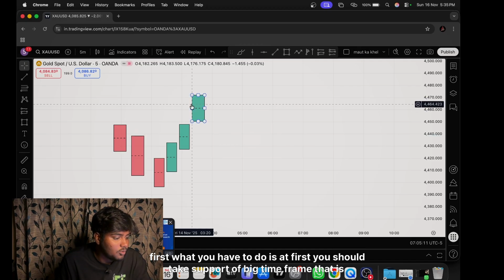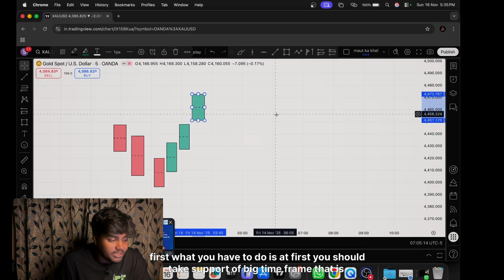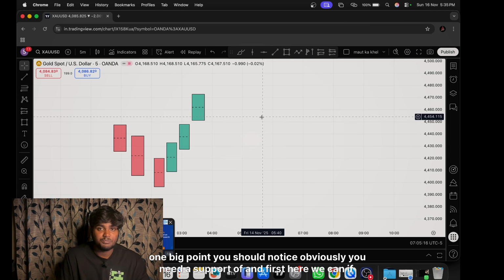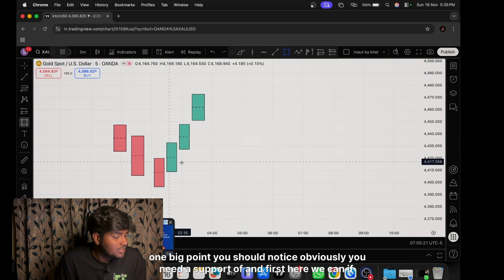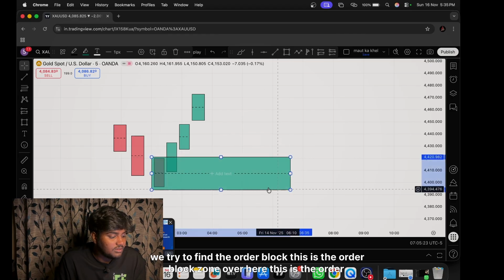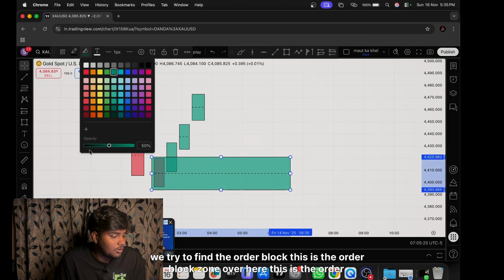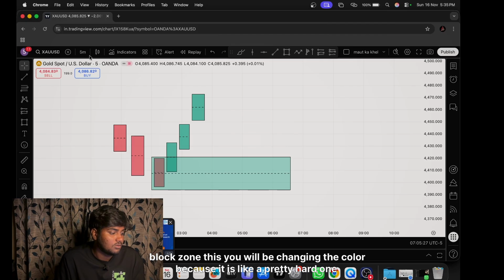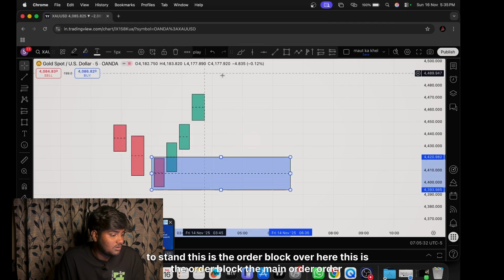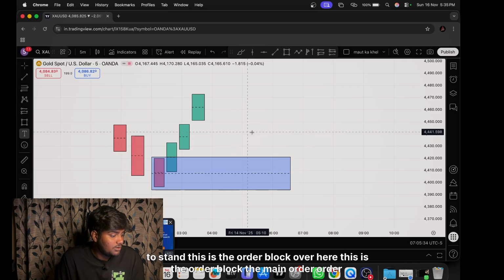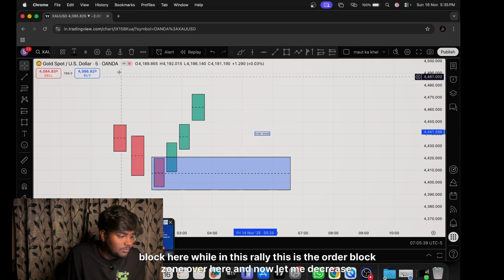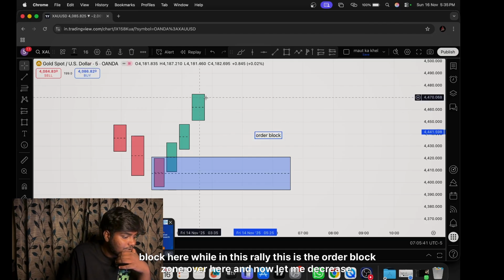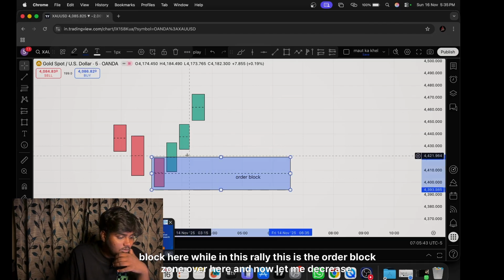At first, you should take support of the big time frame. That is one big point you should notice. If we try to find the order block, this is the order block zone over here. Let me change the color because it's hard to see. This is the main order block here in this rally.